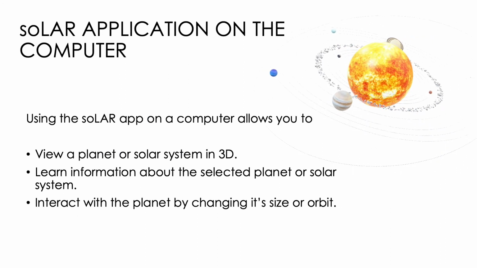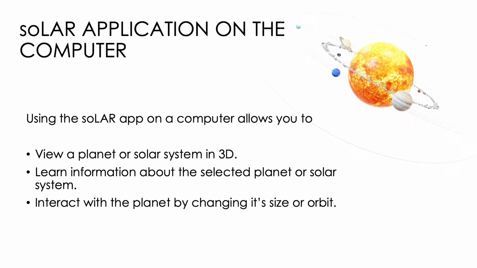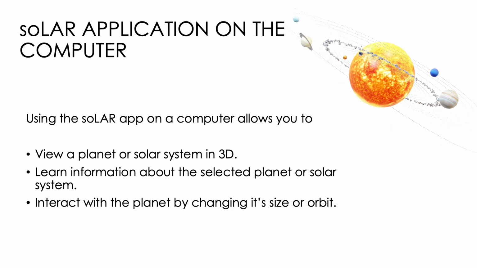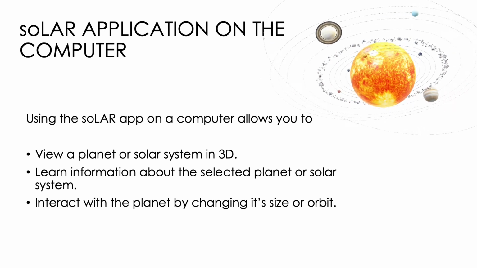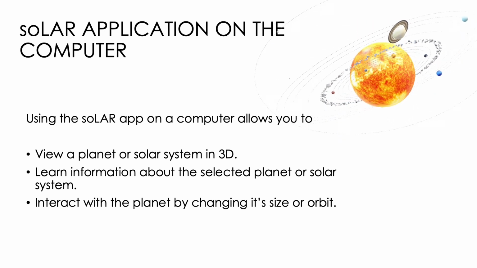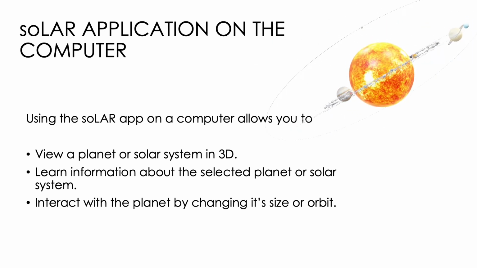Using the soLAR app on a computer allows you to view a planet or solar system in 3D, learn information about the selected planet or solar system, and interact with the planet by changing its size or orbit.